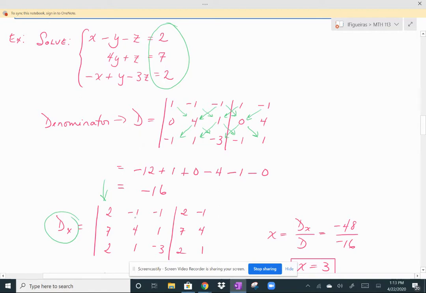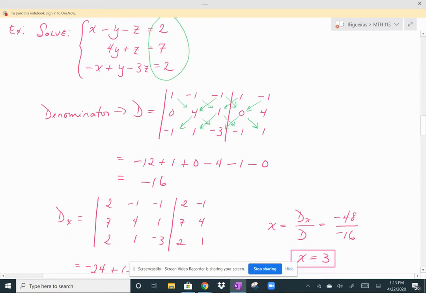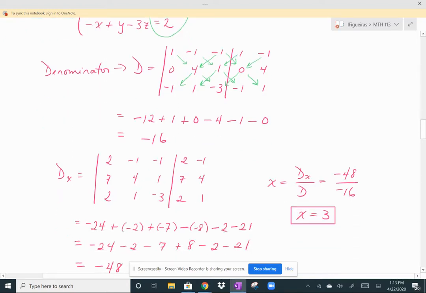So then my second column is -1, 4, and 1, and my third column is -1, 1, and -3. Remember, repeat columns 1 and 2. That process is always the same regardless of what you're solving for. Always repeat columns 1 and 2 to the right of the matrix, and that's the trick that allows you to evaluate it. When you evaluate, you start from the upper left-hand corner and go down on a diagonal. So you get these results here, -24 plus -2 plus -7.